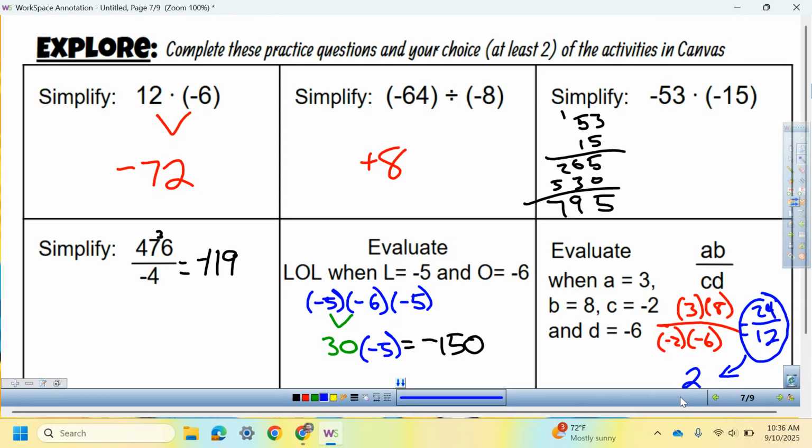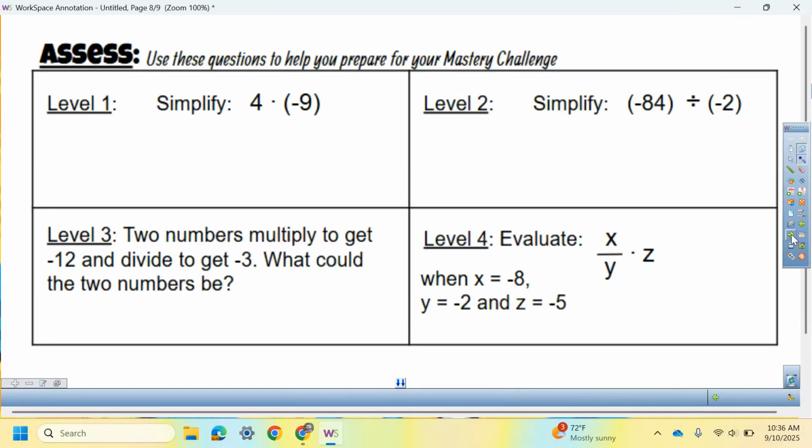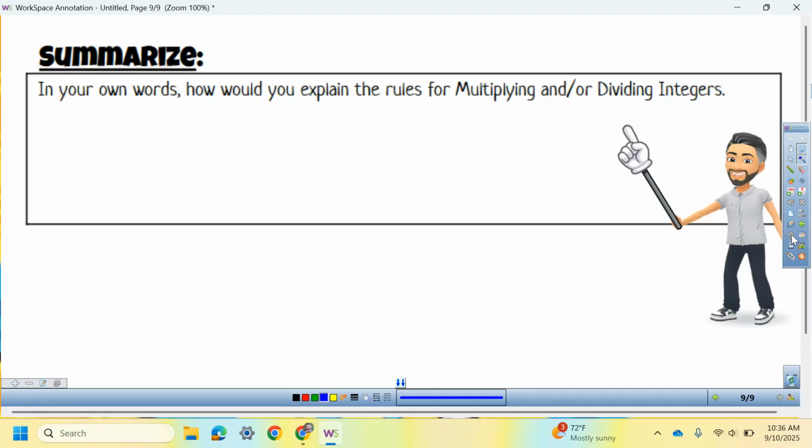So, how did you do on this exploration of multiplying and dividing integers? Before you take your mastery check, make sure you go through these sample assessment questions, check the book and see how you did, and finish it up by summarizing in your own words how would you explain the rules for multiplying and dividing. Check in with me and let's see how you do.